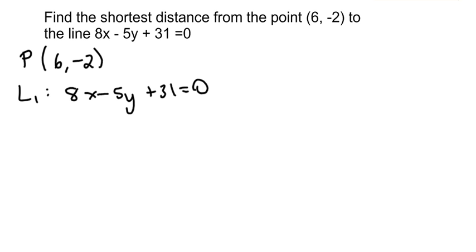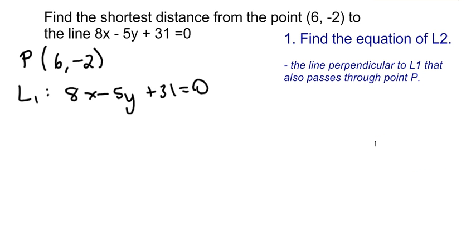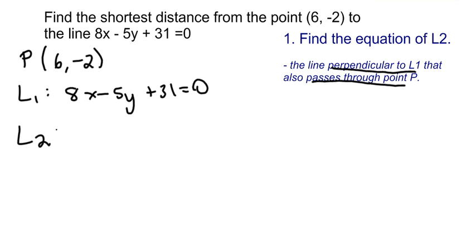So what do I have to do first? Think about the steps I just told you. The first step is we need to find the equation of L2. And again, what do we know about L2? L2 is perpendicular to L1 and passes through point P. Okay, so line 2. Well, every line starts the same way. It starts like this.